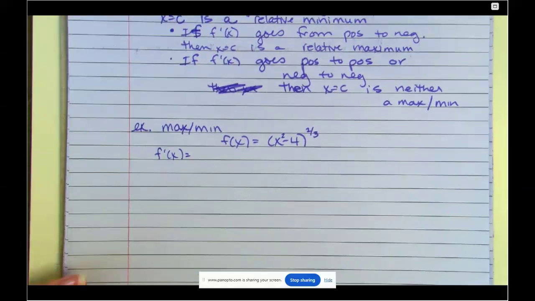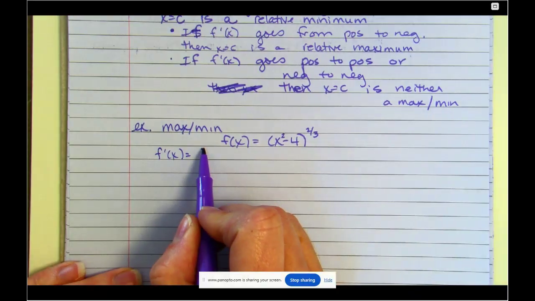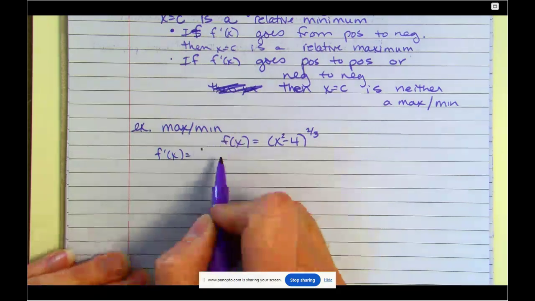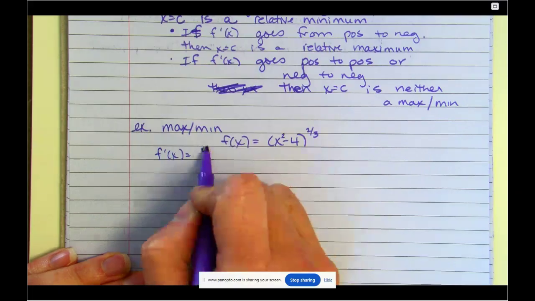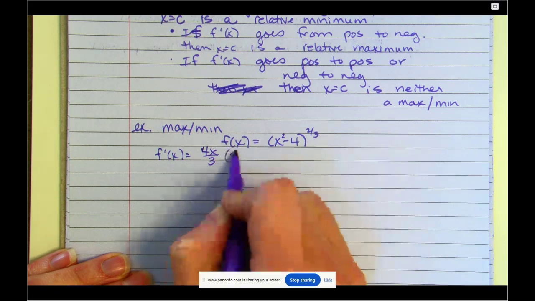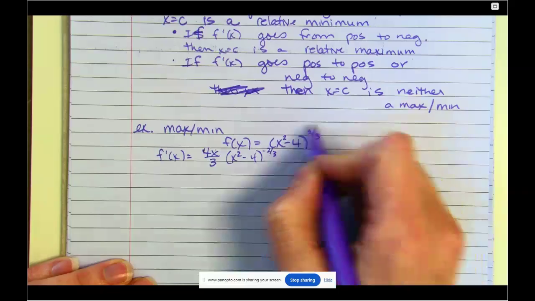Okay, what's the derivative? First step, the derivative: 4/3 times x squared minus 4 to the negative 1/3. Oh, I got you. Okay. So 4x/3 times x squared minus 4 to the negative 2/3.